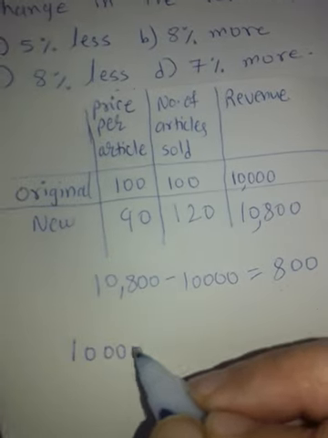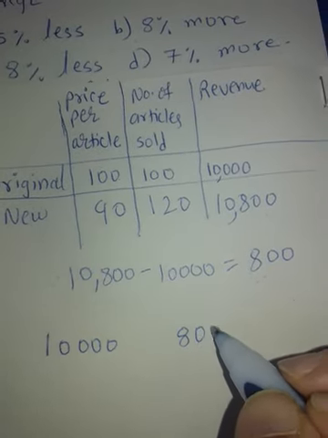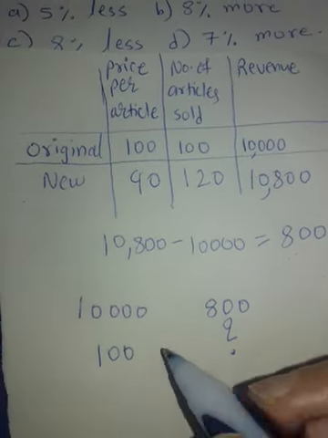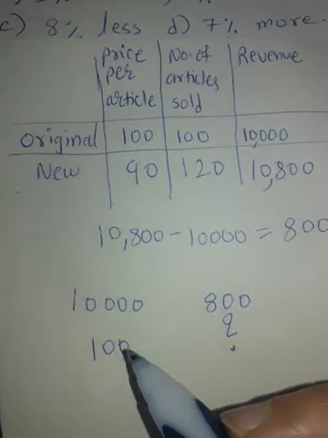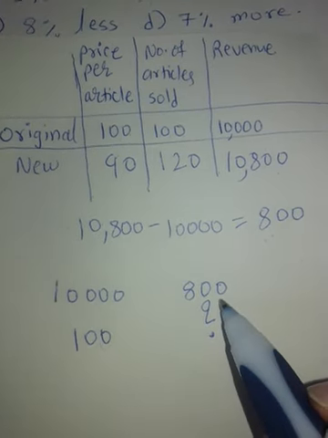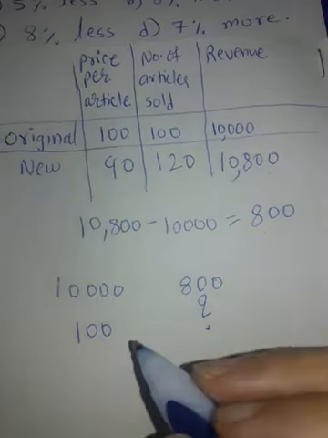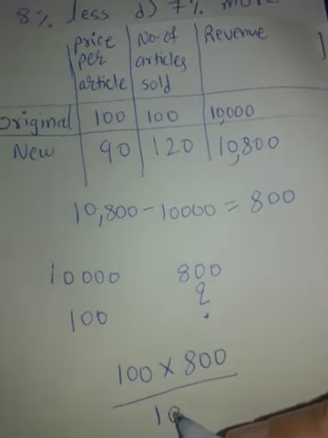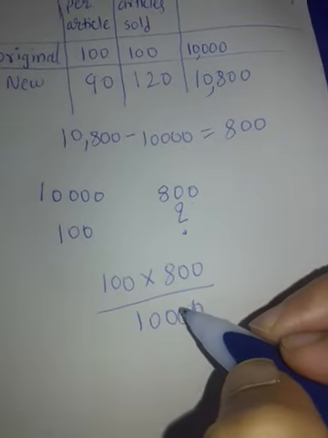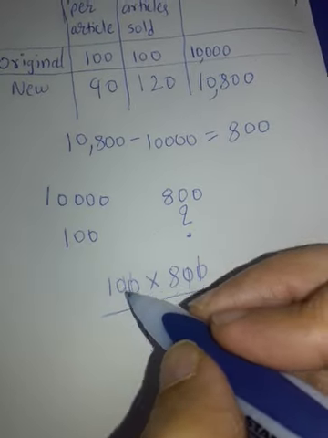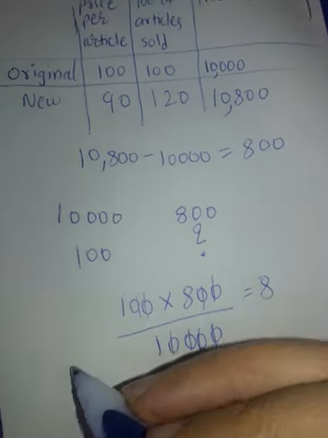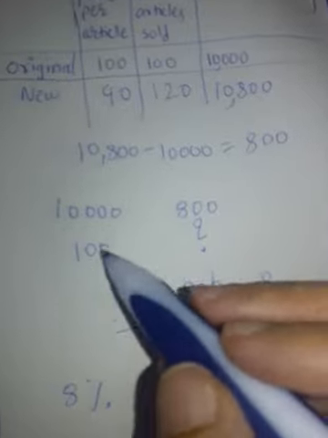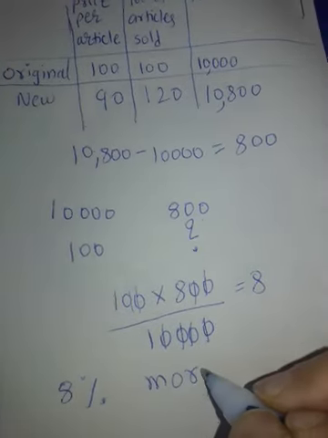On 10,000 it is 800 more, then on 100, how much more? Because we need percent, so we need out of 100. On 10,000 it is 800, then on 100 how much? So again cross multiplication as we do in every example. 1 2 3 4, 1 2 3 4. So this is 8 and this is 8% because we have calculated on 100, so it is 8% more.